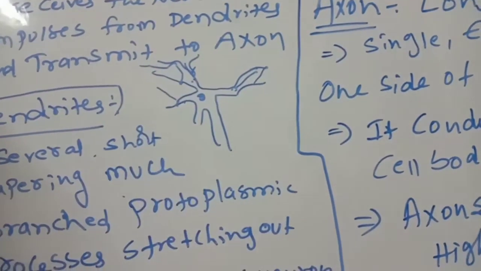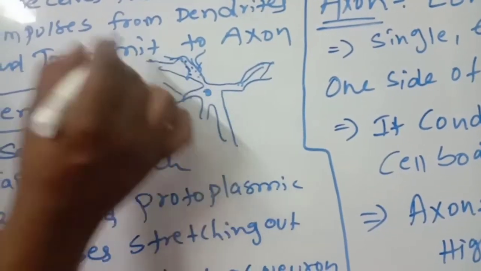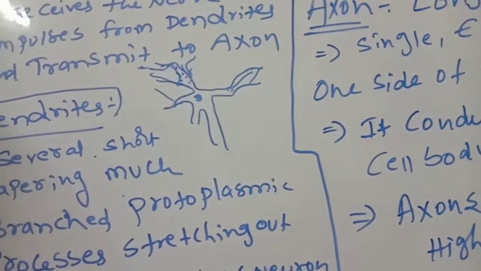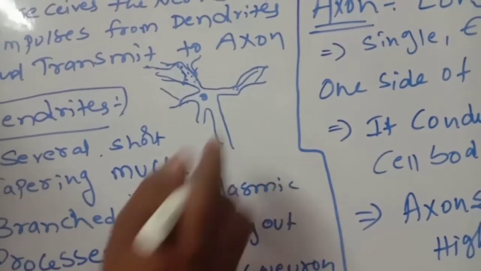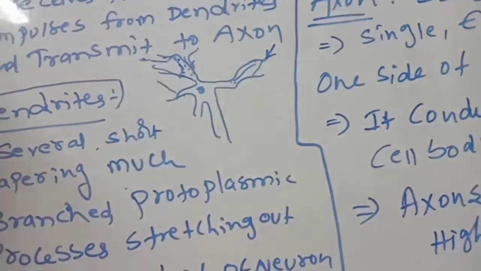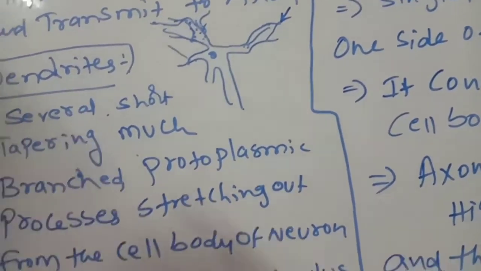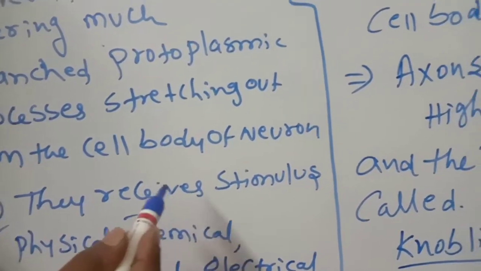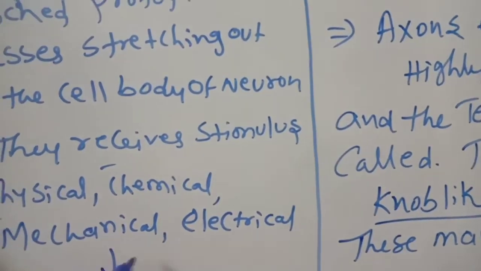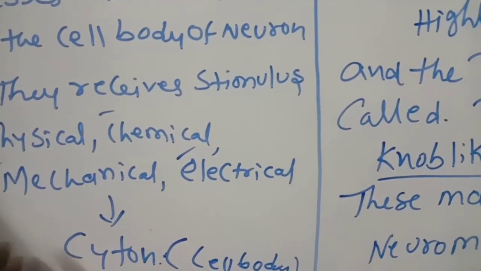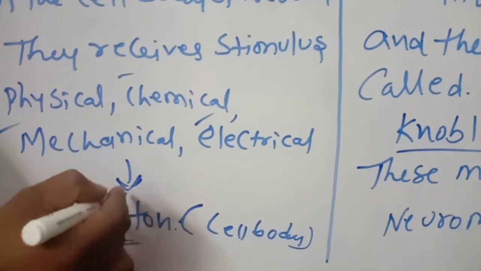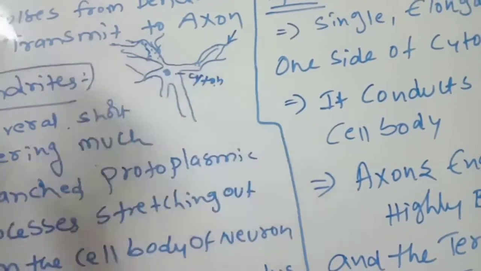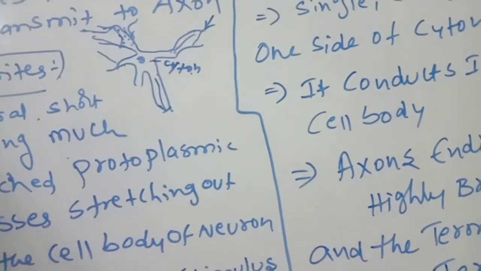They are protoplasmic processes stretching out from the cell body of the neuron. They receive the stimulus, which may be physical, chemical, mechanical, or electrical, and take it to the cell body, also called the cyton. Then from the cyton it will go to the axon, which we will discuss later.